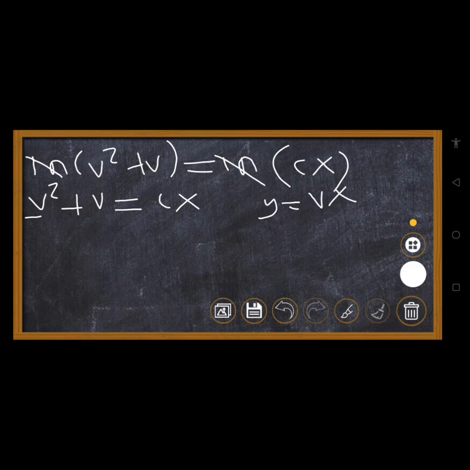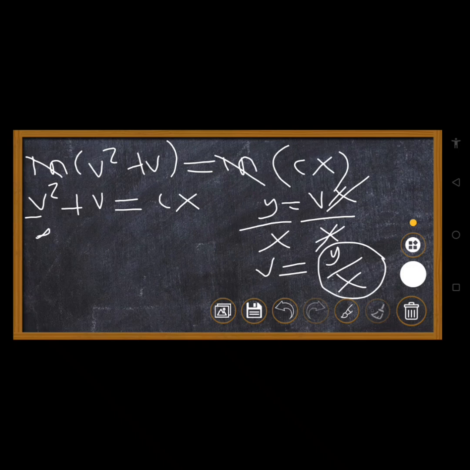So here let's make v the subject. We divide x here and x there. So here we have v equals y divided by x. So whenever there is v, we are going to replace it with y over x. So in this case, we are going to have y squared over x squared, added to y over x, equals cx. So now by the rules, it means you are done here. What's just remaining is to simplify this expression.